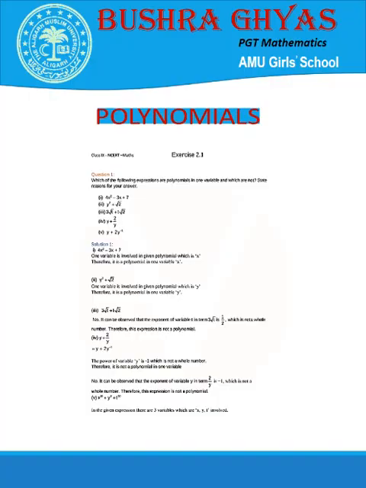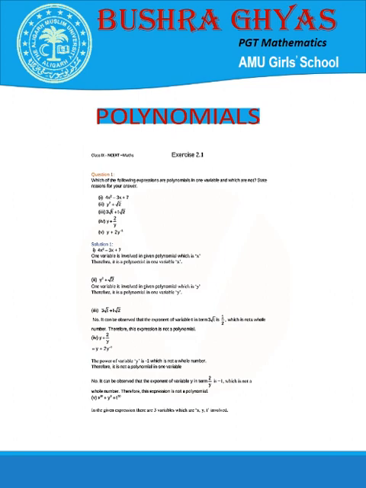Now see question 1 here. Which of the following expressions are polynomials in one variable and which are not? State reasons for your answer. We have to tell whether the given expression is a polynomial in one variable or not.